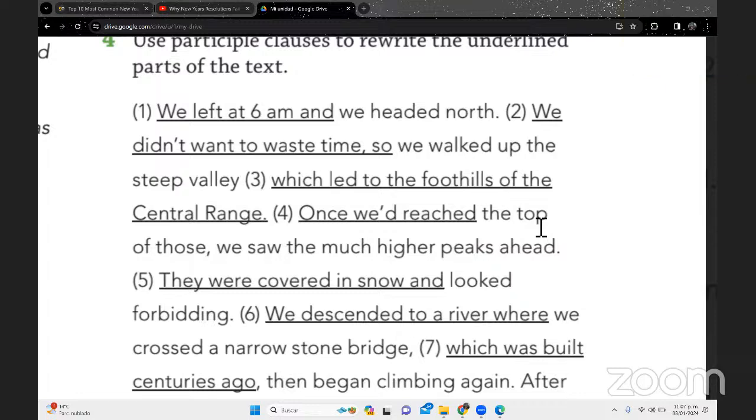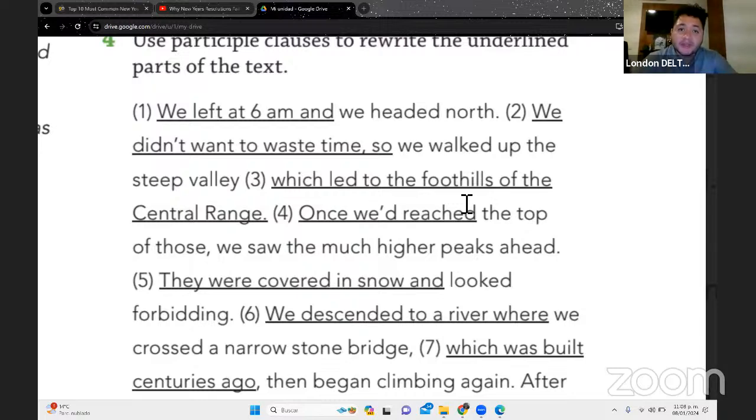We left at 6 a.m. and we headed north. We didn't want to waste time, so we walked up the steep valley. The steep valley. Steep quiere decir inclinado. Okay, entonces aquí nos están contando una historia. We left, nos fuimos a las 6 y nos dirigimos hacia el norte. Nosotros no queríamos gastar mucho tiempo, así que nosotros caminamos cuesta arriba, hacia el valle empinado.